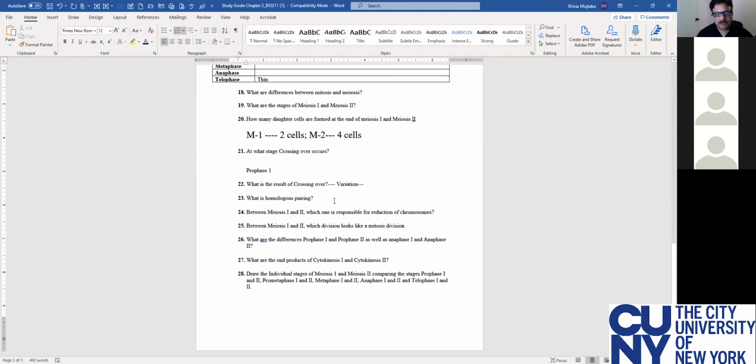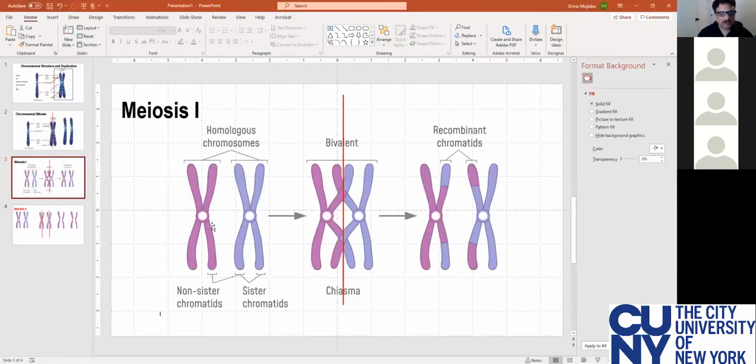What is homologous pairing? Homologous pairing is when two identical chromosomes pair. So let's say chromosome number one from father and chromosome number one from mom, when they pair with each other, it is called homologous pairing. If the pairing occurs between chromosome number one and chromosome number two, then it is non-homologous pairing. So I repeat again, homologous pairing means same chromosomes: chromosome number one pairs with chromosome number one. It is called homologous pairing.